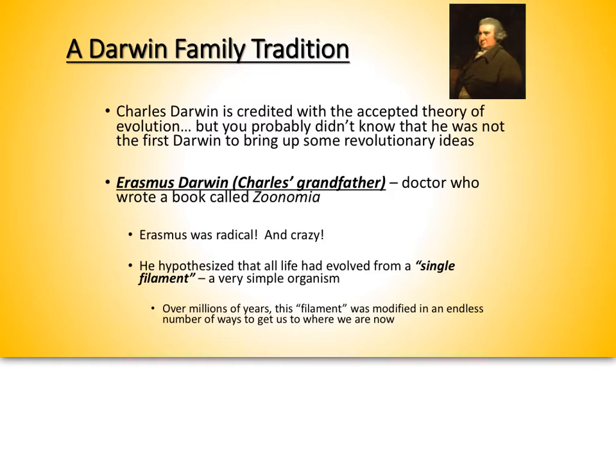Senility was kicking in, and he was kind of losing it. But some of the ideas he had are not that crazy when we think about what we know today and what people started to believe later on down the line with his grandson Charles. First thing he hypothesized is that we all came from some very simple life form that he called a single filament. And over millions of years, this filament changed in multiple ways to give rise to different types of smaller organisms, which then gave rise to larger organisms. We still don't know exactly how this worked, but that's probably pretty close to what happened.